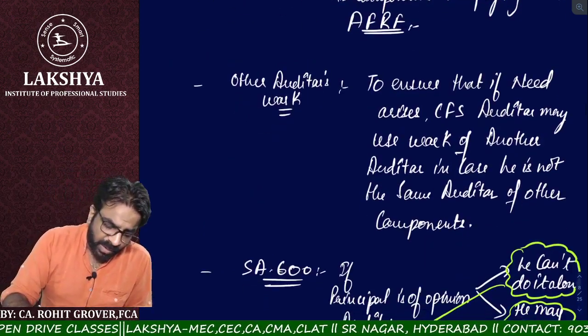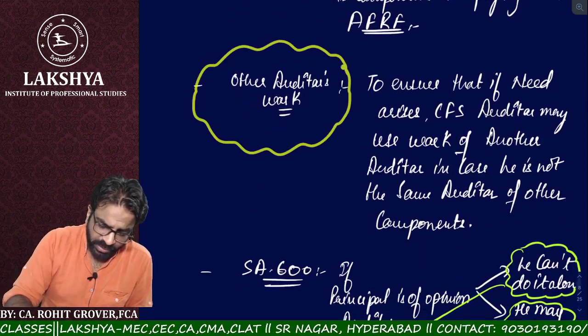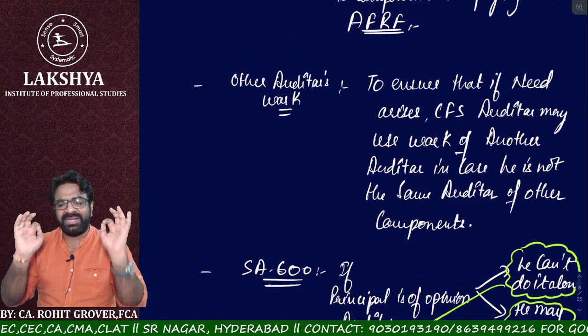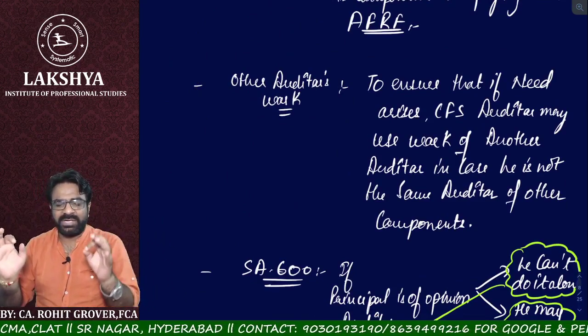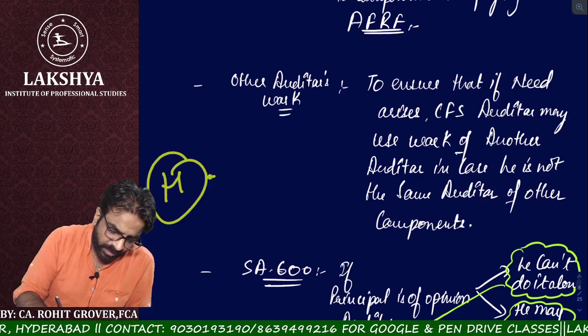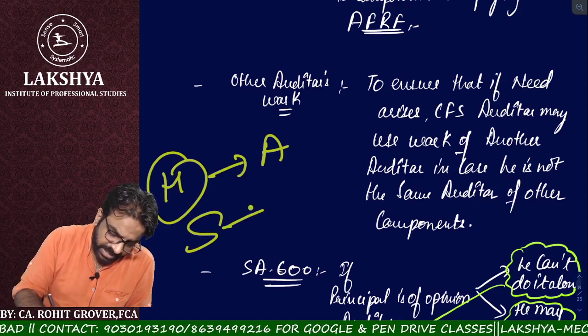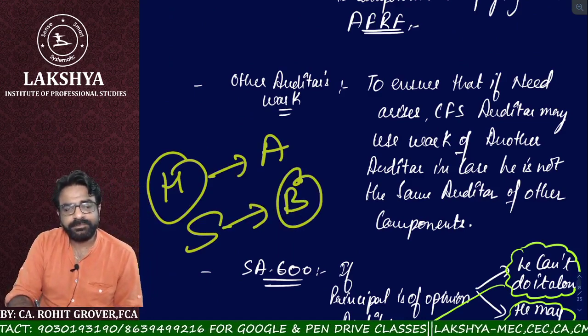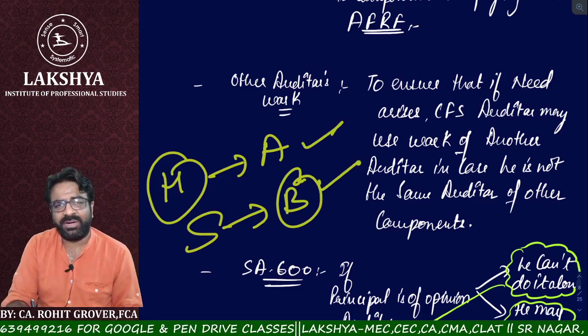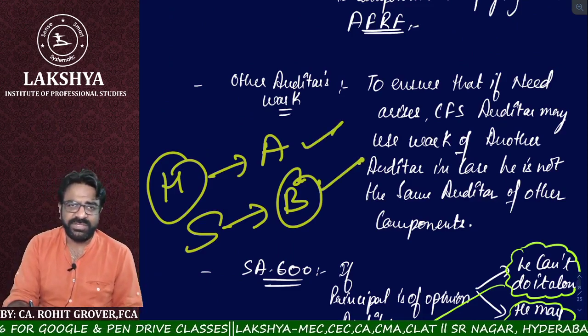Next one. He also has to ensure to understand whether he is in need of the other auditor's work or not. Now let me give you one idea. Suppose the holding company auditor is Mr. A, the subsidiary company auditor is Mr. B. Now, are they the same auditors? No, A is a different auditor, B is a different auditor. Both will have different professional judgments.